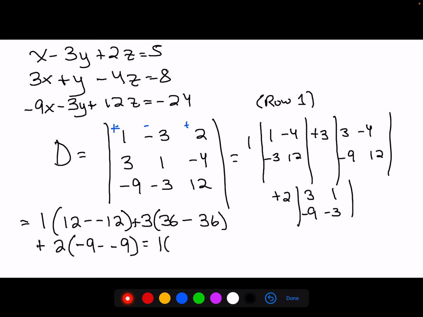So that's 1 times 24 plus, something went wrong there. 12, oh, that's 12 minus plus 12. Sorry. So that's 1 times 0 plus 3 times 0 plus 2 times 0. So it's a big fat 0. So can't use Cramer's rule.